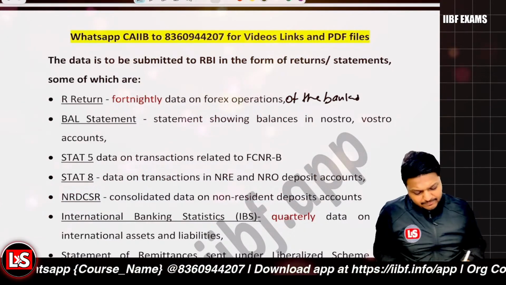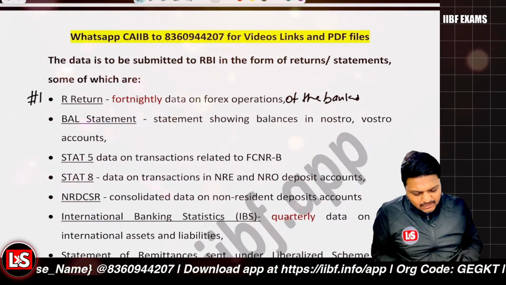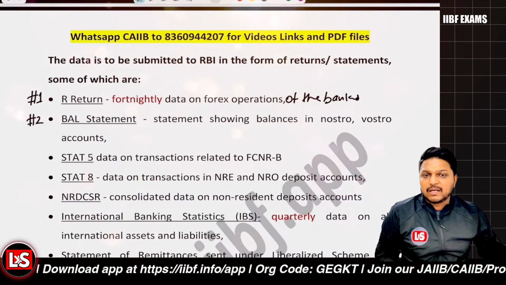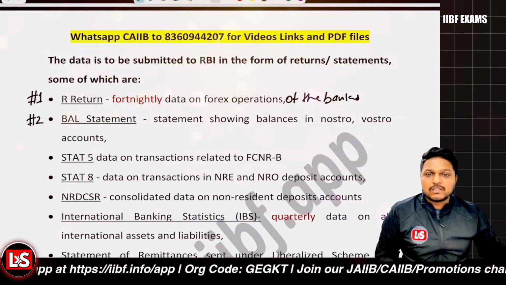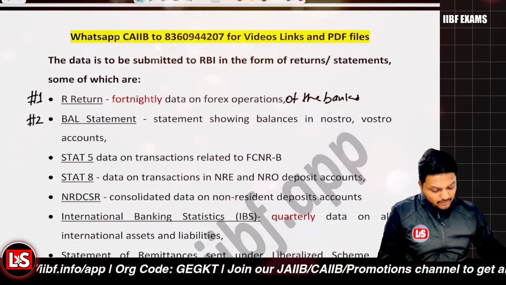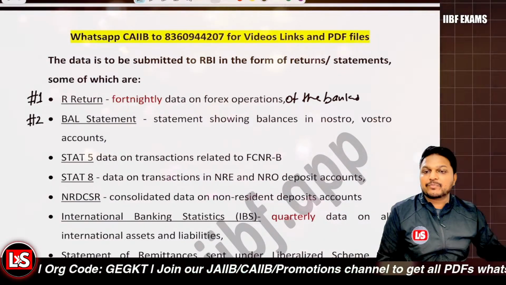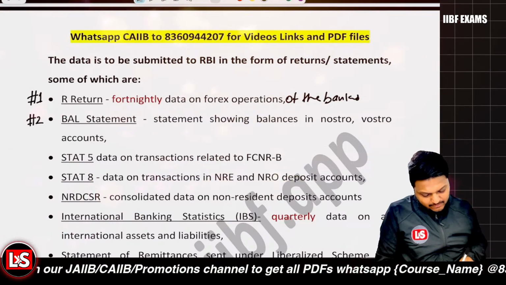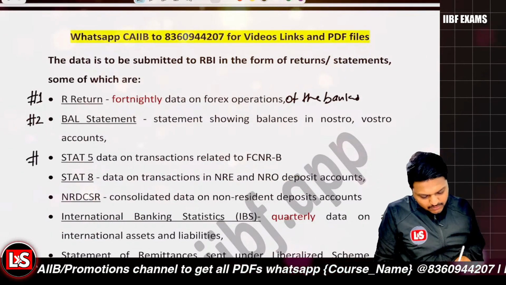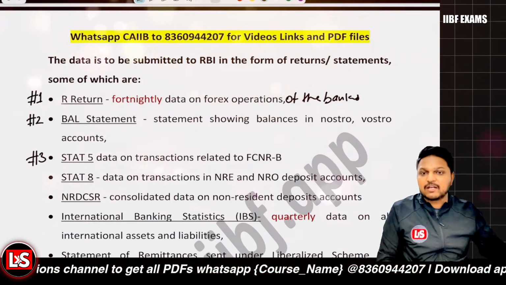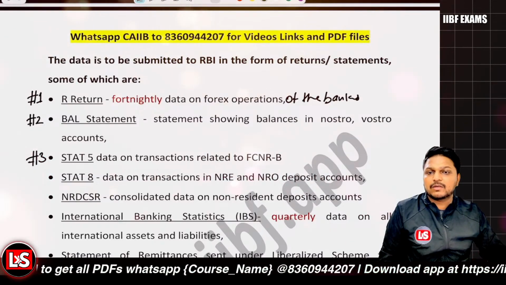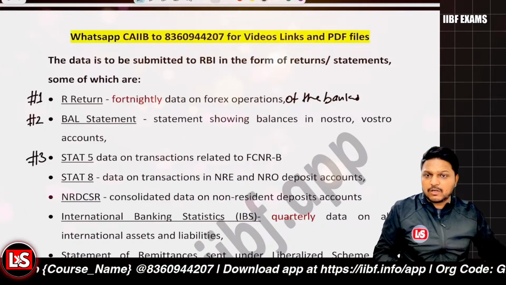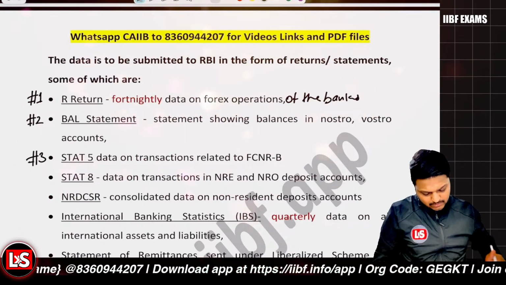The second return is the BAL statement, that is a balance statement. Whatever balances are held in the foreign currency accounts, those are to be reported. Then it's about Stat 5, which is a periodic statement. The data on transactions related to FCNR bank accounts is to be reported. Stat 5 provides information on deposits mobilized, withdrawals, and outstanding balances.